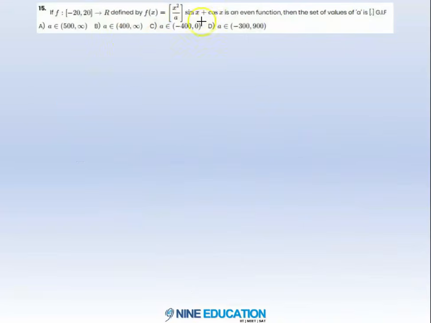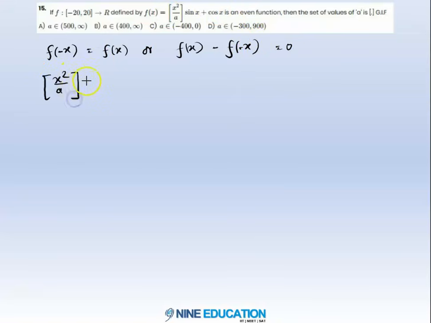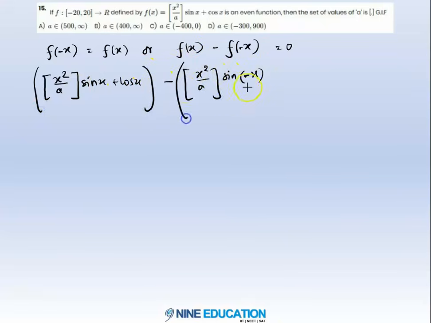Question number 15. It is given that the function is an even function and the set of values of a is what we have to determine. So for an even function, f of minus x is equal to f(x). Or I can also say f(x) minus f of minus x needs to be 0. With this logic, I can write the expression as greatest integer of (x square by a) sin x plus cos x minus f of minus x, still this will be x square by a sin x. This is f(x), and then next one we are going to write is f of minus x. So this is again plus cos of minus x.